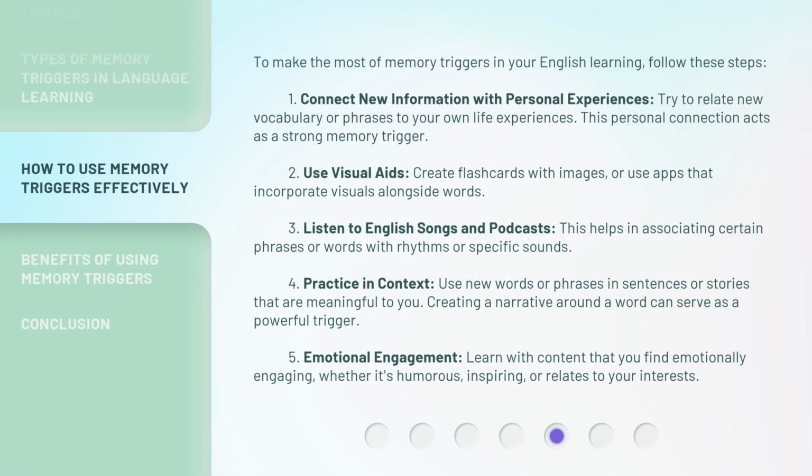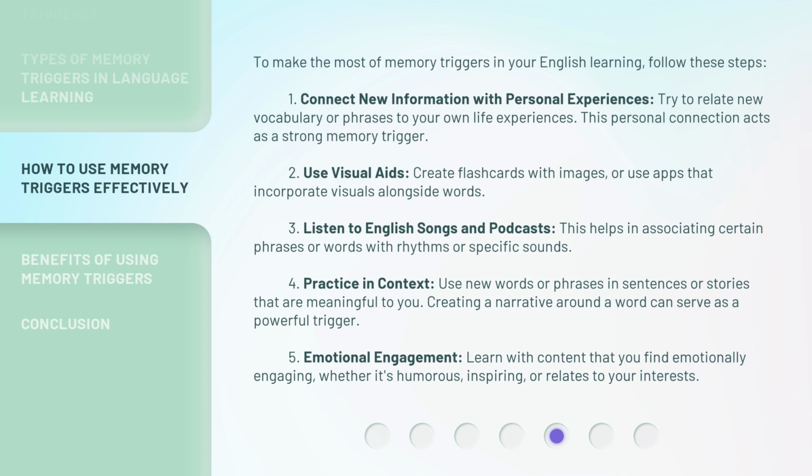To make the most of memory triggers in your English learning, follow these steps. 1. Connect new information with personal experiences. Try to relate new vocabulary or phrases to your own life experiences. This personal connection acts as a strong memory trigger.